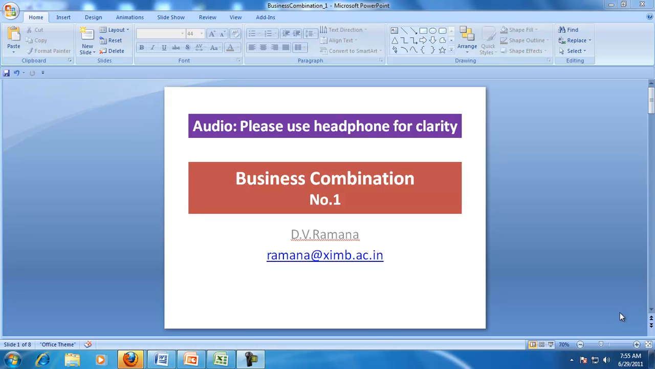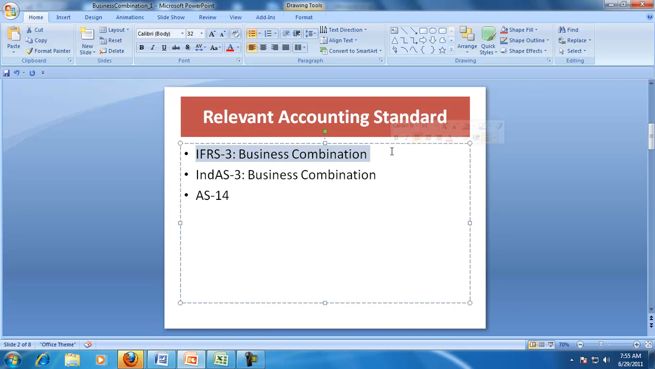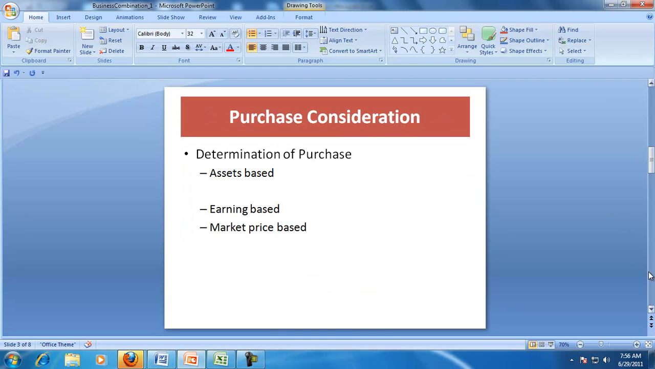We'll start a series of lectures on business combination. The relevant accounting standards in India with respect to business combination are IFRS 3, Ind AS 3 for business combination, and AS 14, which is for amalgamation. However, as we move along, we will also get into the accounting standards for consolidation.